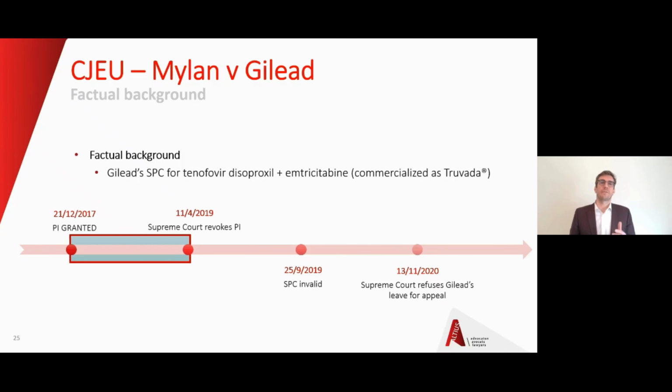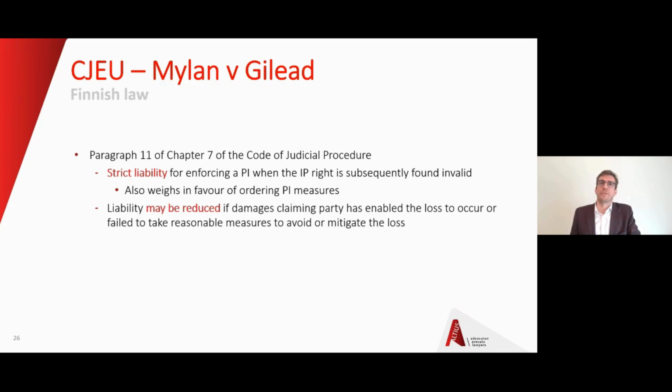Now, in Milan versus Gilead, the factual background is very similar. There was a PI grant, and eventually the Supreme Court had revoked the PI. So during that time, Milan had been provisionally injuncted, and eventually the SPC was held invalid. So it's similar to Bayer versus Gideon Richter and Exceltis, where also these parties had been injuncted, but later the patent right had been held invalid. And under Finnish law, however, the liability regime is different from that under Hungarian law.